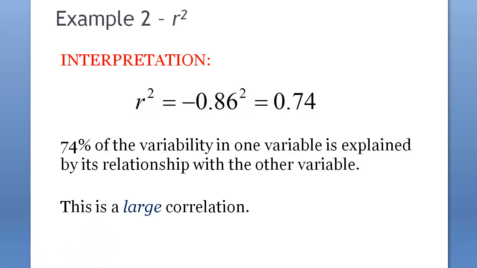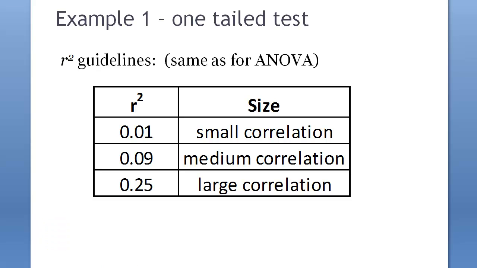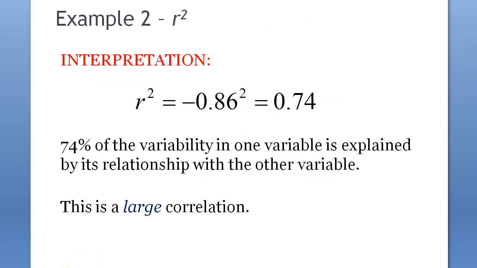If you remember the guidelines for that, it was this. If it's 0.25 and above, then it means large correlation, and in our example it was 0.74, so it's a really large correlation. So we say it's a large correlation.